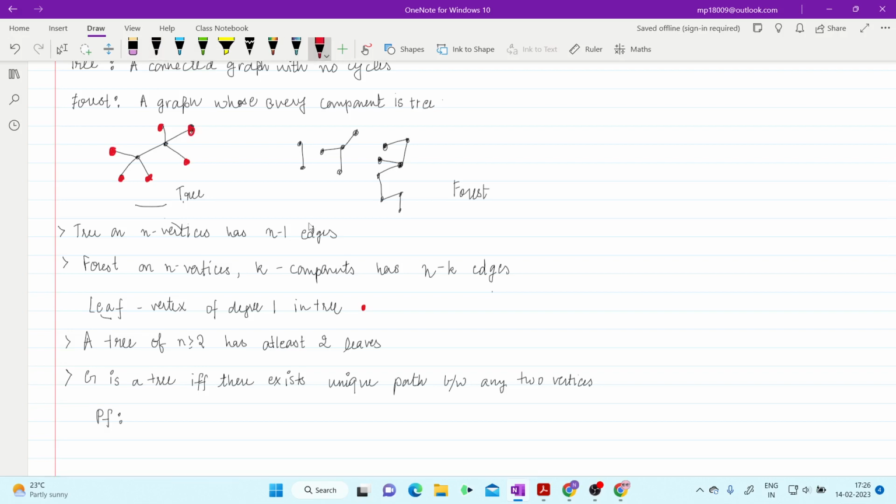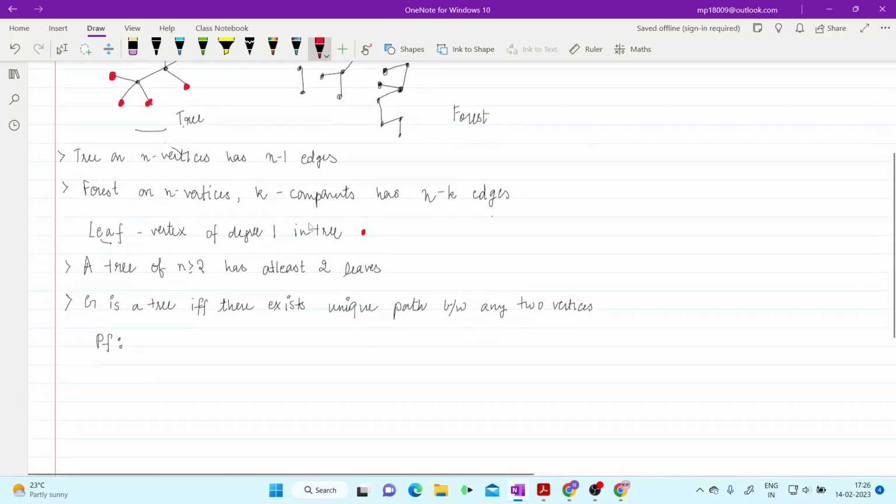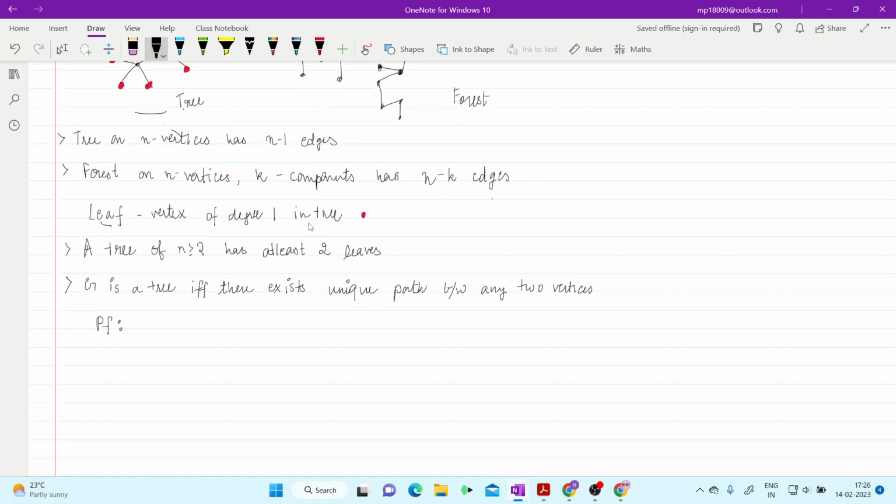But these two vertices are not leaves because their degree is greater than 1. And then we had this problem. The first thing that we want to show is that G is a tree if and only if there exists a unique path between any two vertices. So let's show this. Suppose G is a tree. How do we show that there exists a unique path between any two vertices? Any suggestion?